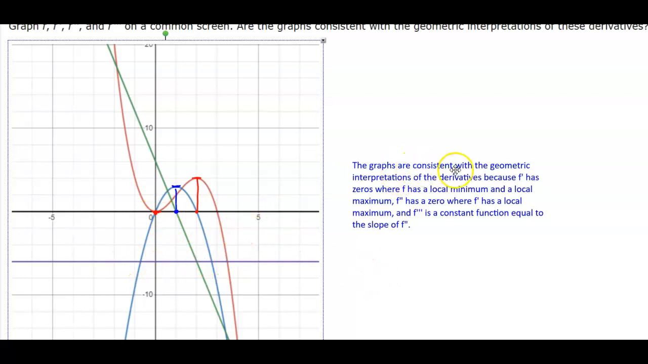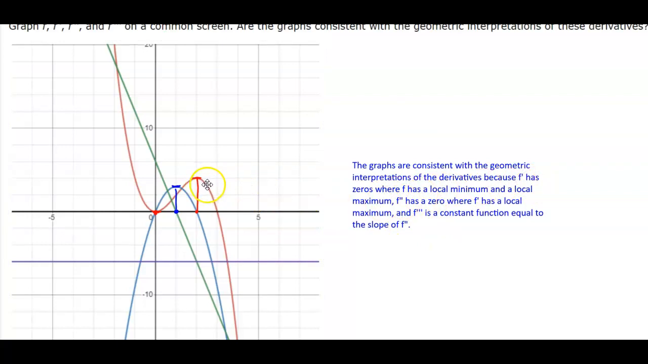So the graphs are consistent with the geometric interpretations of the derivative because, again, f prime has zeros where f has a local maximum and a local minimum. So this is a minimum, this is a maximum. And then the second derivative has a 0 where f prime has a local maximum. And then the third derivative is a constant function, which is equal to the slope of the second derivative.